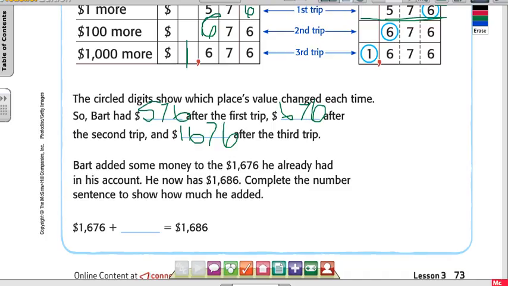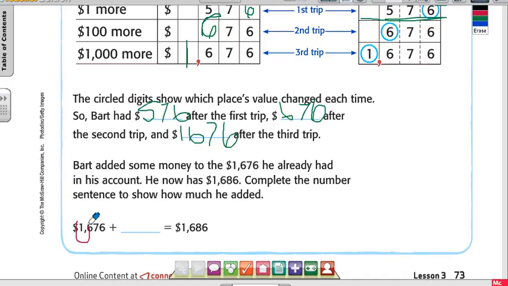1,676. So then it says Bart added some money to 1,676 he already had in his account. Now he has 1,686. Okay, complete the number sentence to show how much he added.